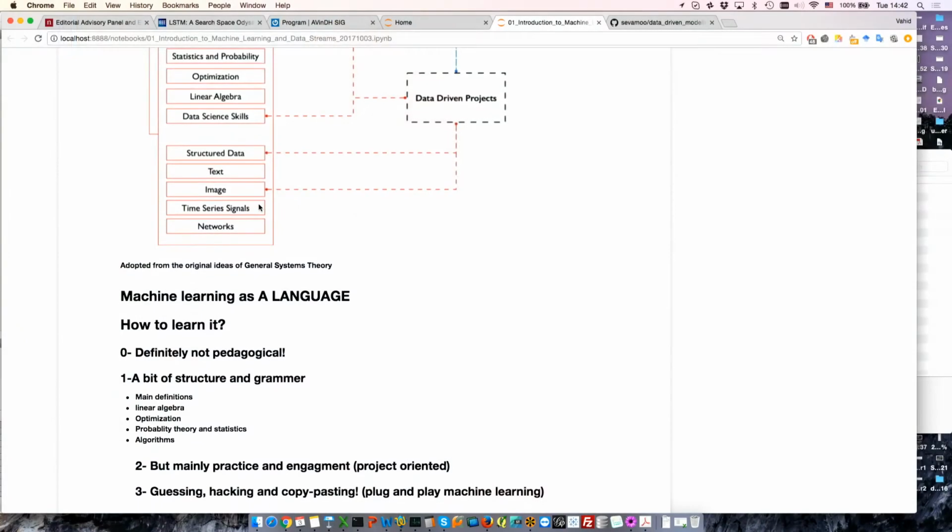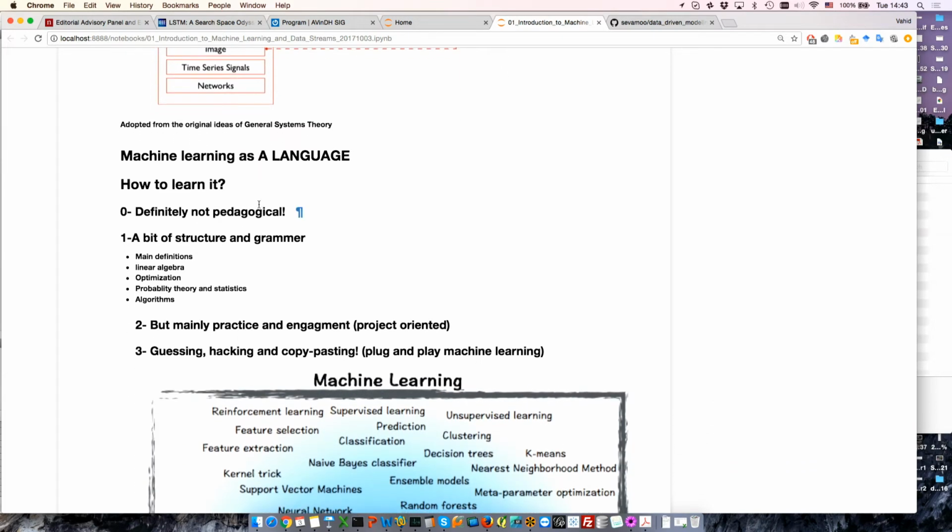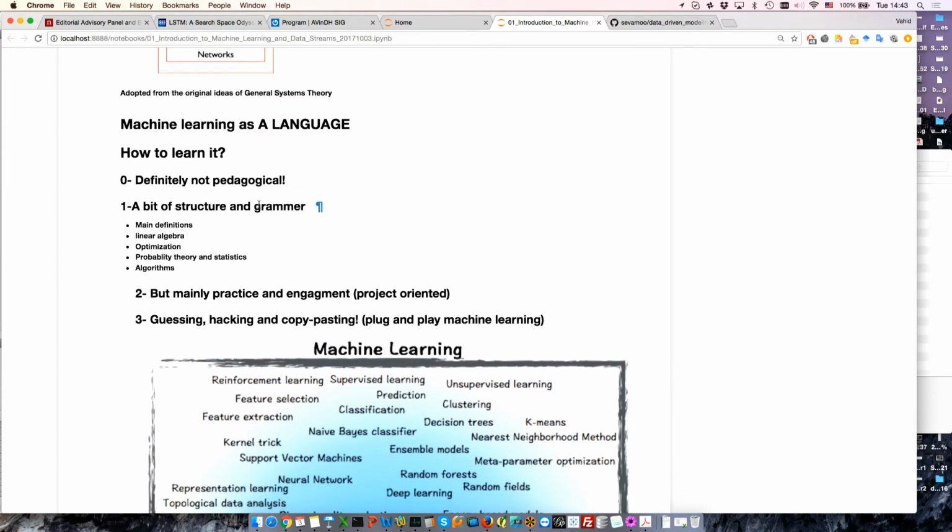So this is the data science skills, and data always comes with structured data sets like CSV files and so on, or text data, image data, time series data, and network data and graphs. And so machine learning for me is a language, and it's evolving. If you want to learn it, I don't know what the structured way would be. And I think definitely there is no pedagogical way to say, okay, start this and this and this.